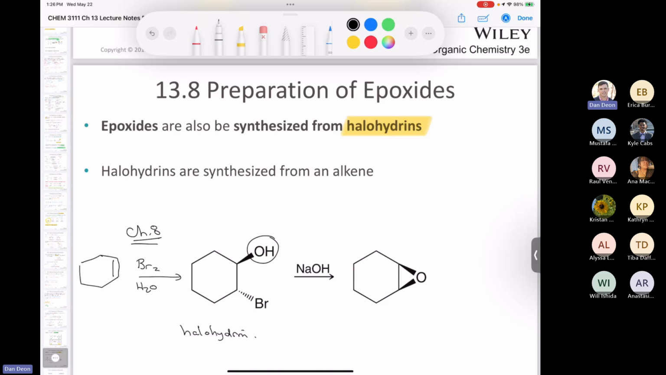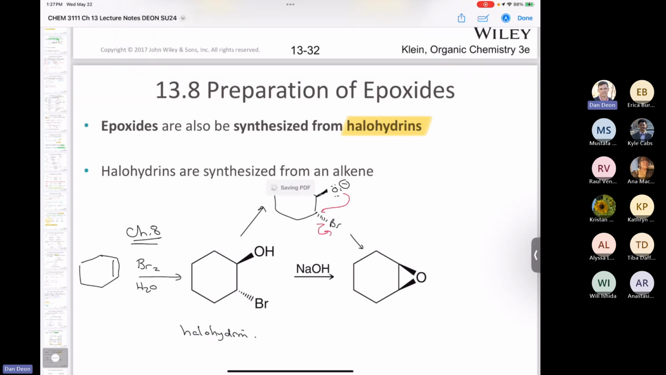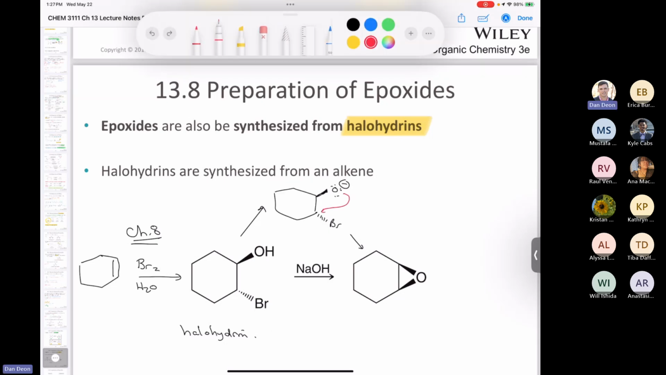If you take this alcohol and you treat it with sodium hydroxide, what's that going to do? It's going to produce this alkoxide, where you have the negative charge on the oxygen like this, and you have your bromine here. Well, now you've got a good nucleophile and a good electrophile in the same compound, and so you're just going to get nucleophilic attack and loss of leaving group like this. And there you go, 3-membered ring. So now you know what you can do with a halohydrin.